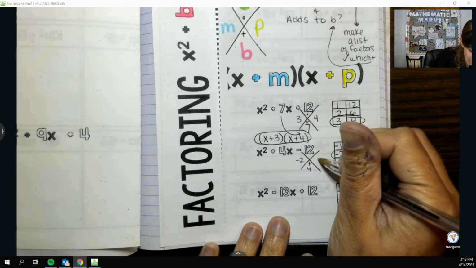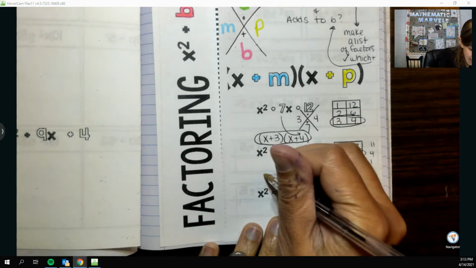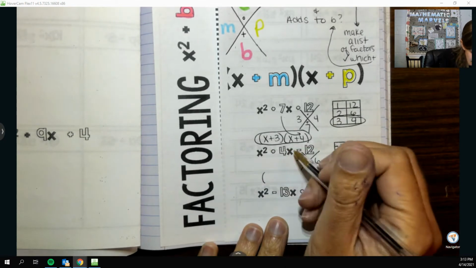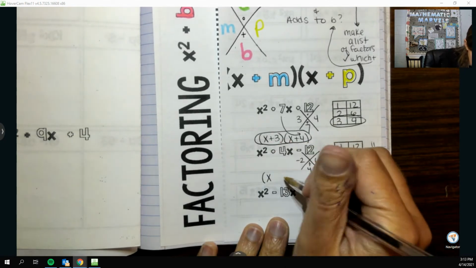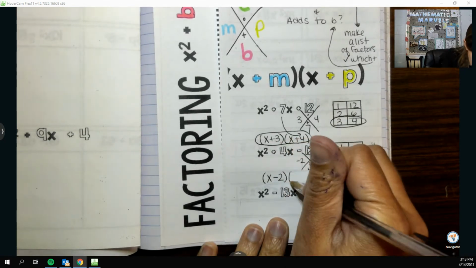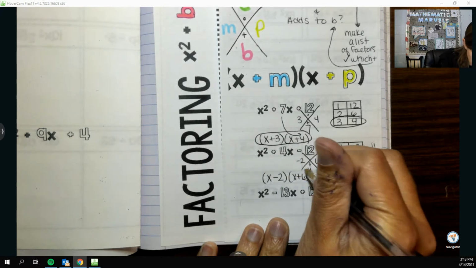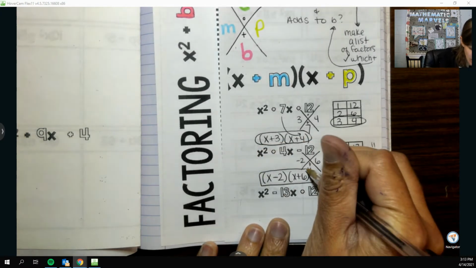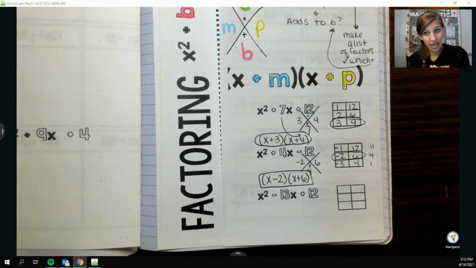So negative 2 and 6. Now, guys, when you write out your parentheses, it doesn't really matter the order that you put them in at all. So like x minus 2, x plus 6, or if you have it the other way around, that's okay too. But you can't switch up where the negative goes. The negative or the subtraction sign has to be with the 2.